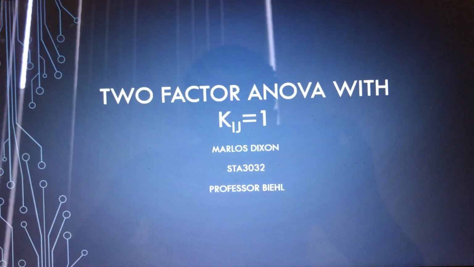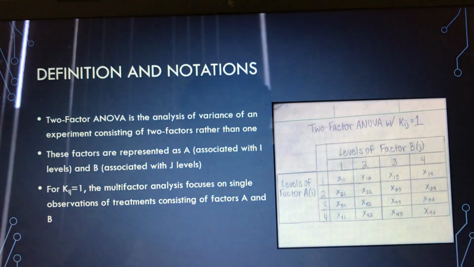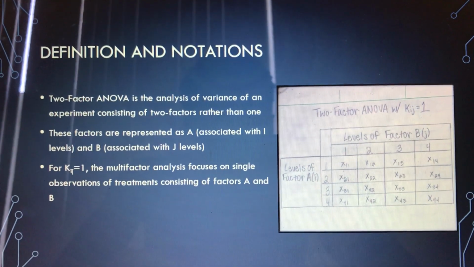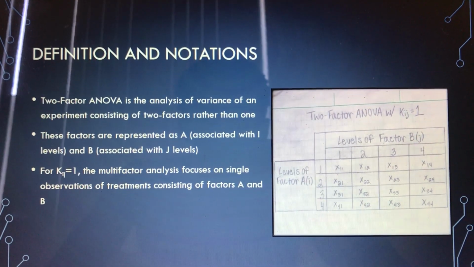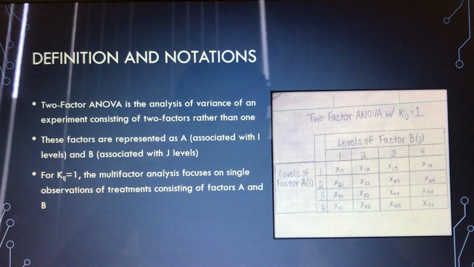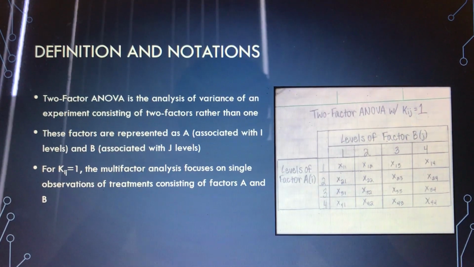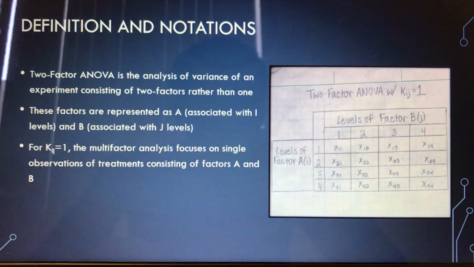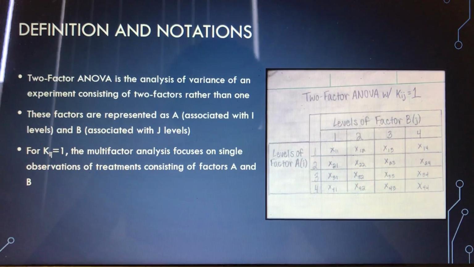Hello, this presentation will cover two-factor ANOVA with Kij equals 1. The definition of two-factor ANOVA with Kij equals 1 stems from the fact that there's two factors now in the analysis of variance, and each factor, A, having associated levels I and B associated levels J, have one observation across each level of their factor. So as you see, x11 will be associated with factor B at level 1 and factor A at level 1.